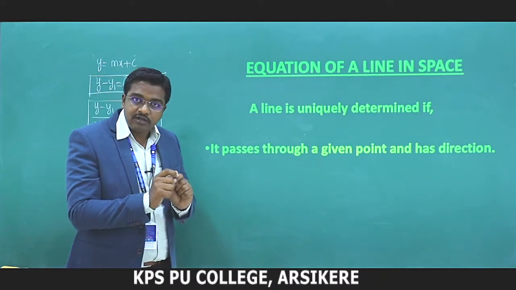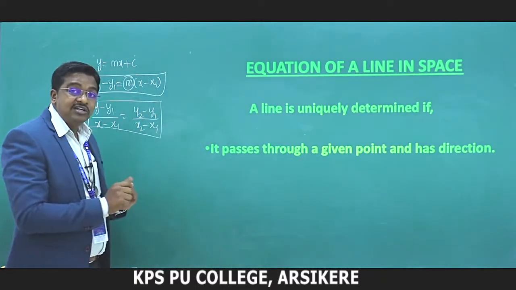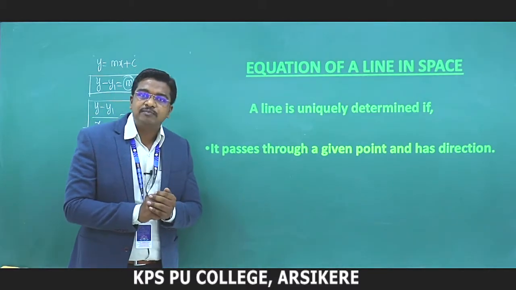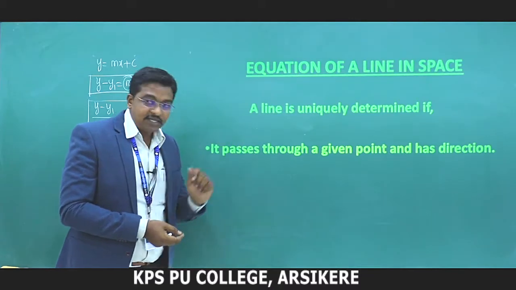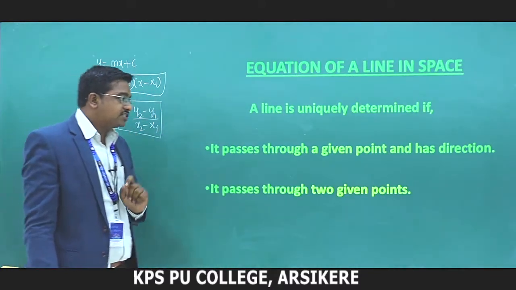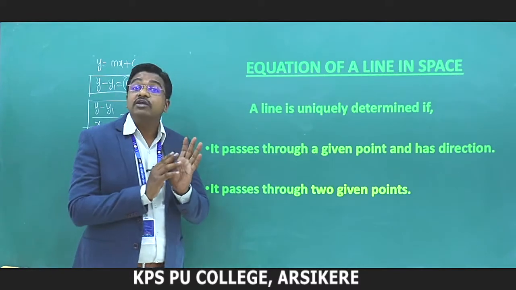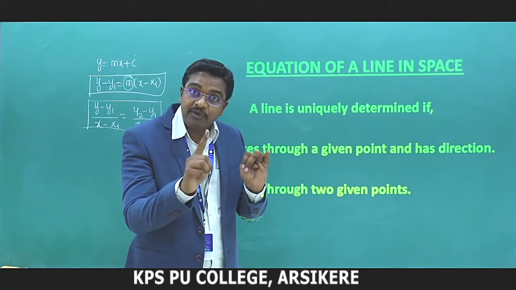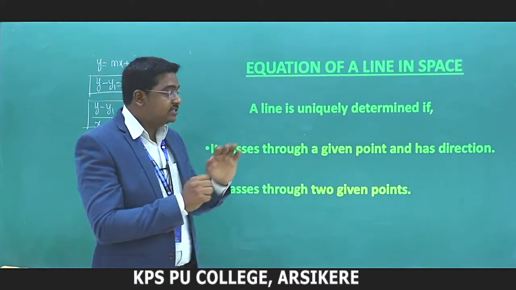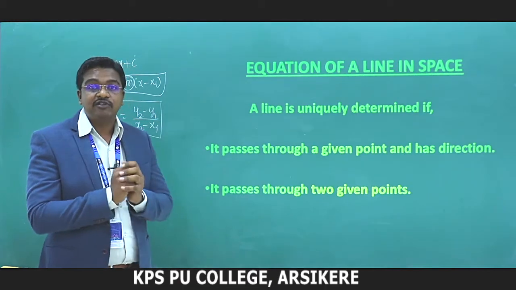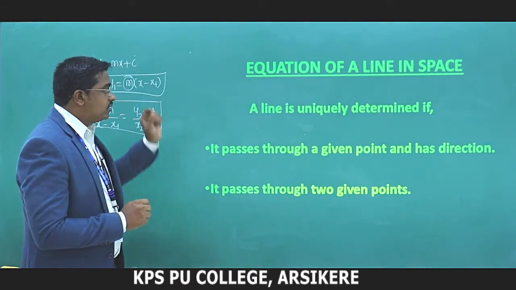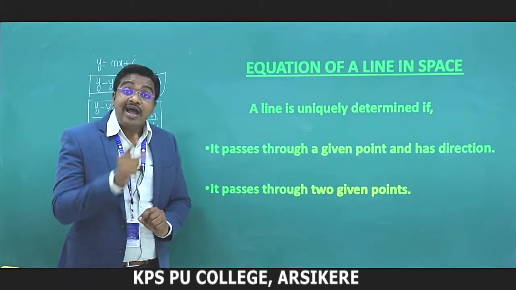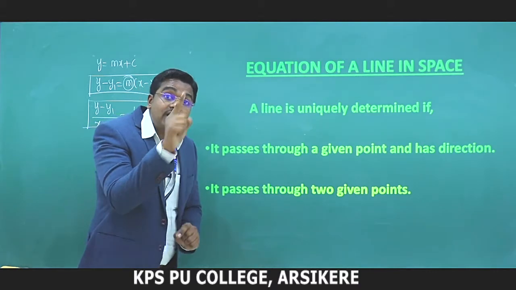Here direction represents what slope did in two dimensional geometry. Here we get direction, and a point as it is, with coordinates x1, y1, z1. The second one is when it passes through two points. So how do we find the equation of the line when the point and direction are given, and the second method when it passes through two points? These are the two methods to find the equation of the line. First, I would like to derive the equation of the line passing through the given point and parallel to the given vector.